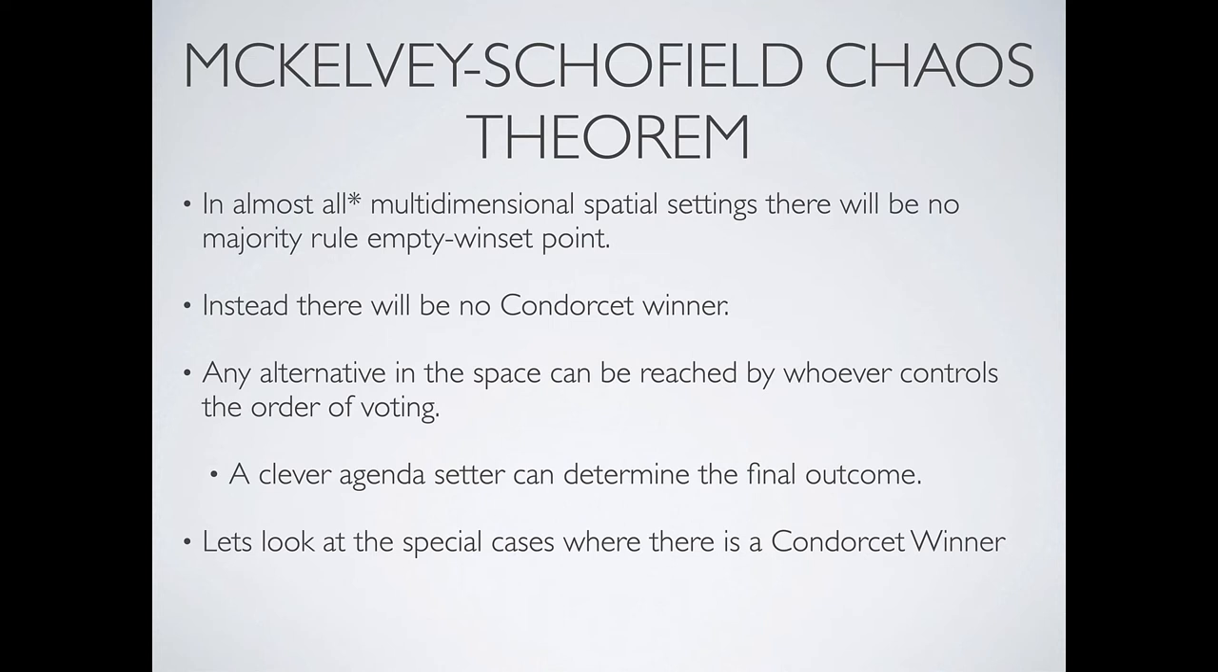But in any event, the McKelvey-Schofield chaos theorem tells us that there's no equilibrium in multidimensional spaces using pairwise majority rule. So there's not going to be this nice stable point where we get to it and stop. Now, we're not going to get to this in this class, but that doesn't mean there is literally chaos. It doesn't mean necessarily that the results of group decision making move all over the place. Being able to do that requires a whole lot of freedom in terms of the political institutions that are being used.